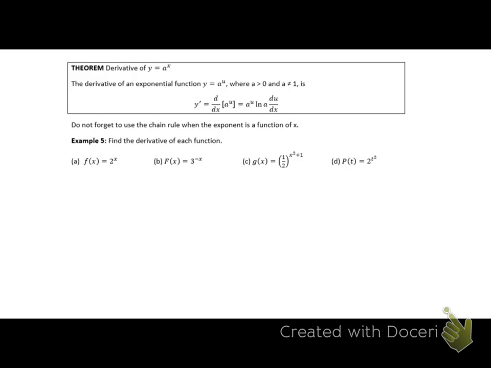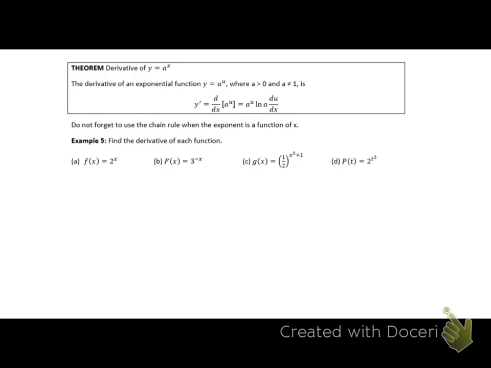And it can only be a number greater than 0 and not equal to 1. If it's 1, it's just 1, because 1 to any power is still 1. So it's not very interesting to look at. So we're going to use numbers that aren't 1, and it can be anything. It just has to be positive and not 1.